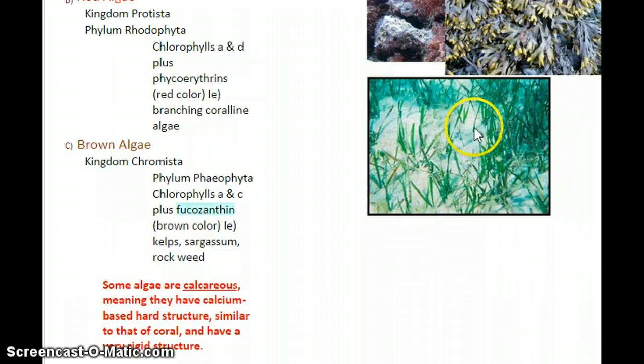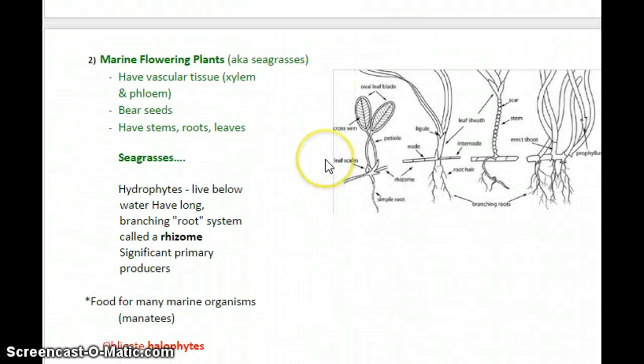This here is seagrass, so this actually should be on the next page, but somehow this photo got moved. So we're going to look at seagrass in a minute. This is actually a plant, not an algae. So in this category, we're now moving on to seagrasses. These are marine flowering plants. So these are plants that have vascular tissue.